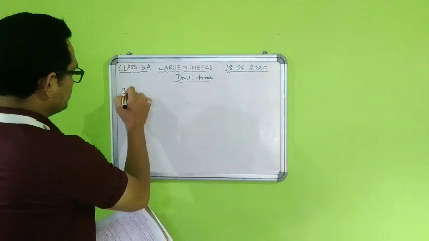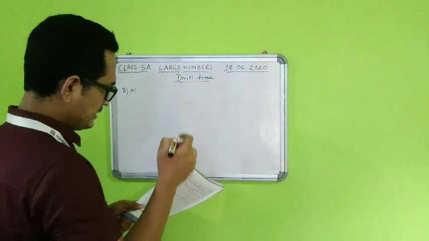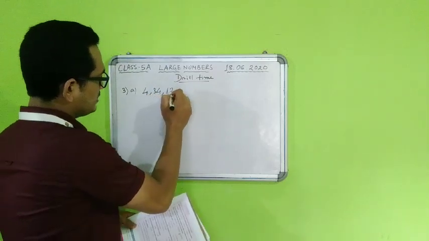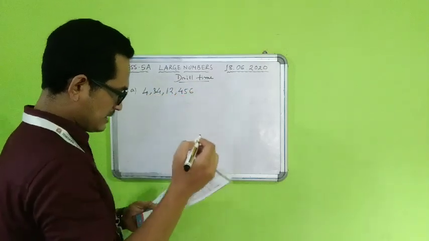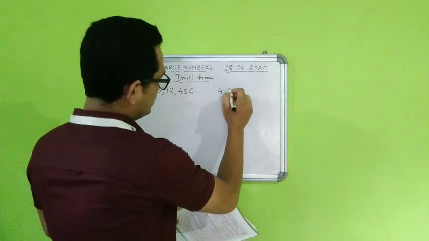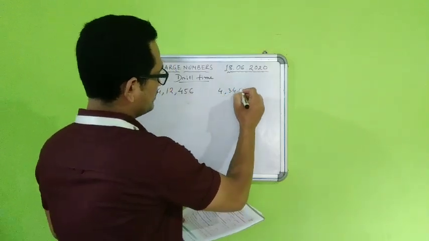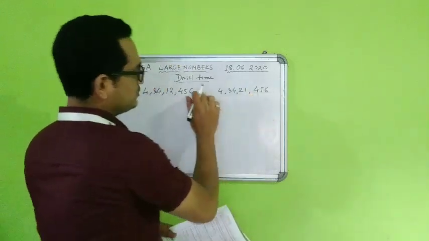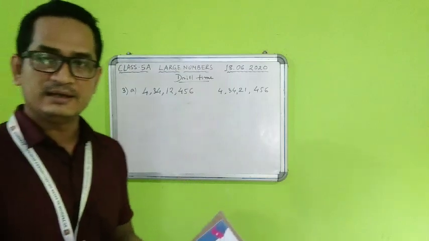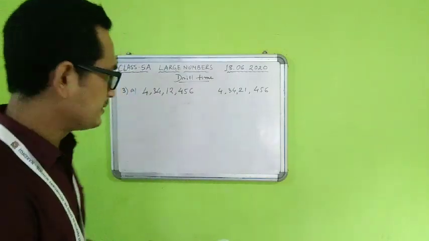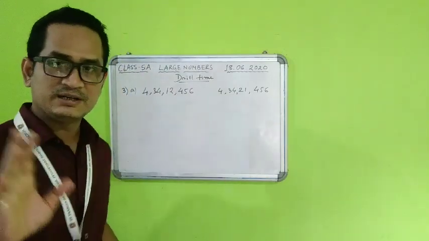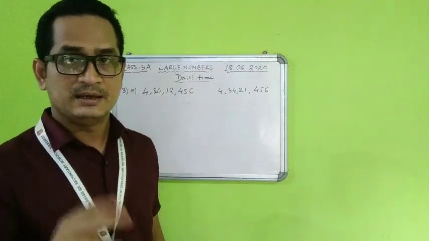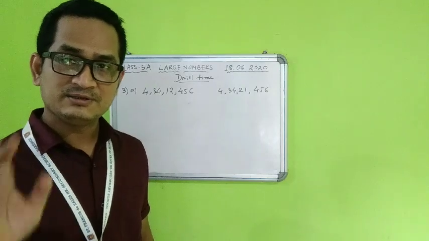So question number 3, if I see, it is 4,34,12,456 and on this side it is given 4,34,21,456. We have to place the symbol here, according to which one is greater or smaller. Now students, first of all, what is the rule to compare? I already said you need to first compare the number of digits, whether they have different or the same number of digits.